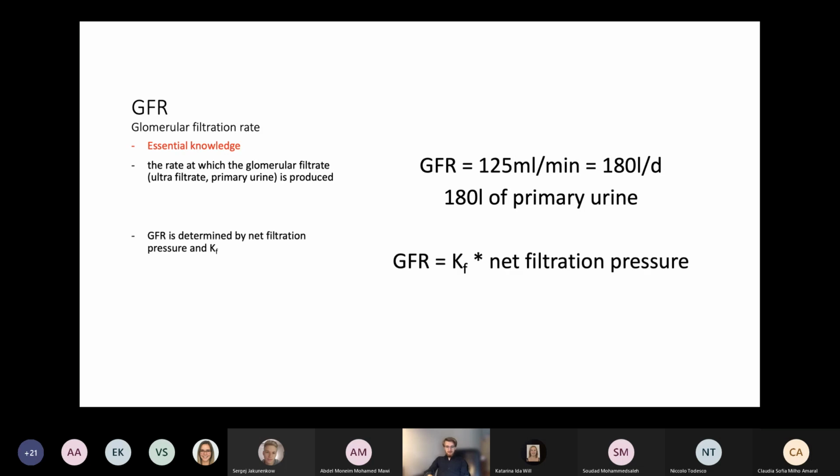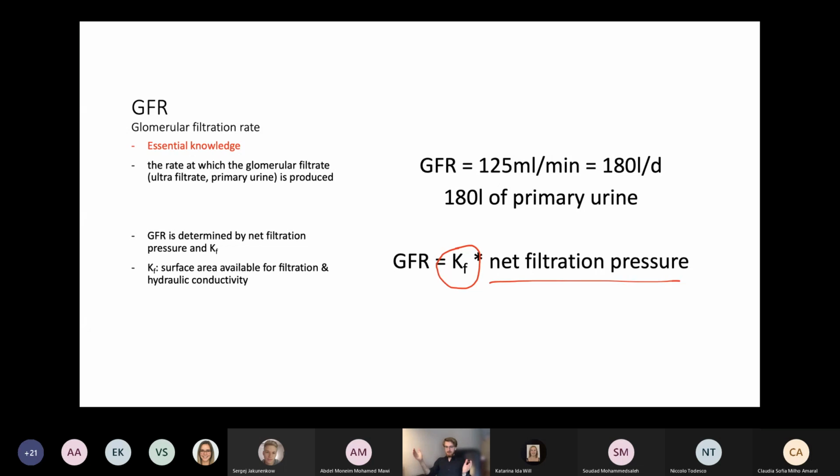How is glomerular filtration rate determined? Glomerular filtration rate is determined by two properties: the filtration coefficient, which is Kf, and the net filtration pressure. Kf is dependent on the surface area available for filtration and the hydraulic conductivity, which means the ability of plasma to actually penetrate through the capillary network in the glomerulus.